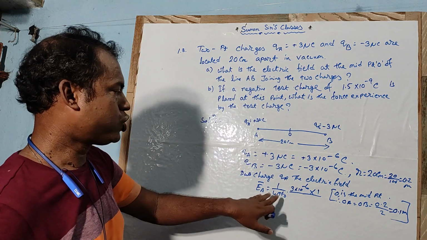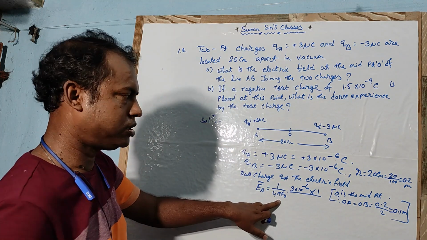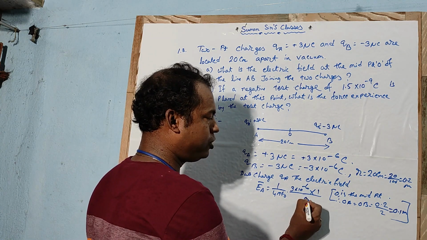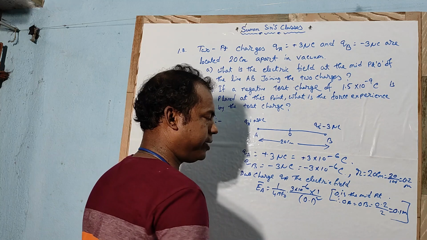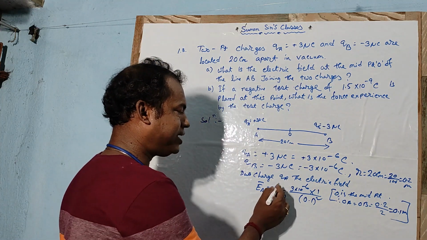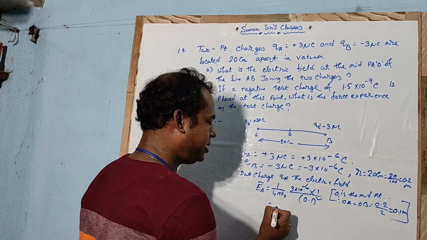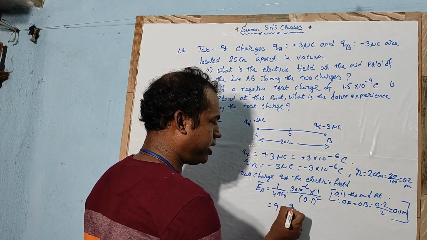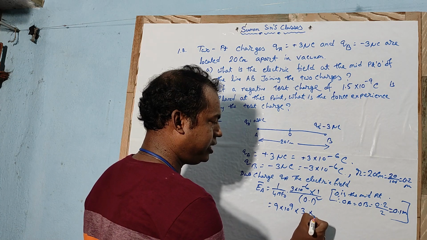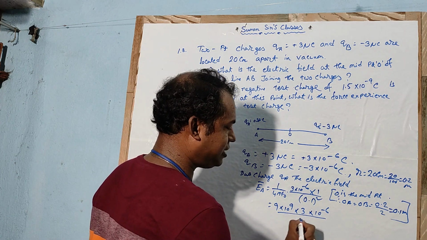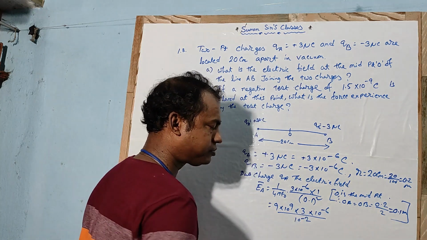Up to this clear? So EA equals 1 by 4 pi epsilon naught into 3 into 10 to the power minus 6 into 1 divided by 0.1 whole square. Now, what is the value of 1 by 4 pi epsilon naught? 9 into 10 to the power 9. So we write here 9 into 10 to the power 9 into 3 into 10 to the power minus 6 by 0.1 square. It may be written in the form of 10 to the power minus 2.